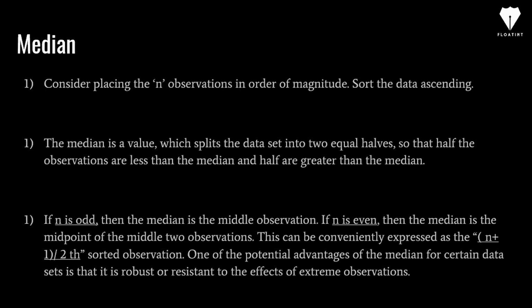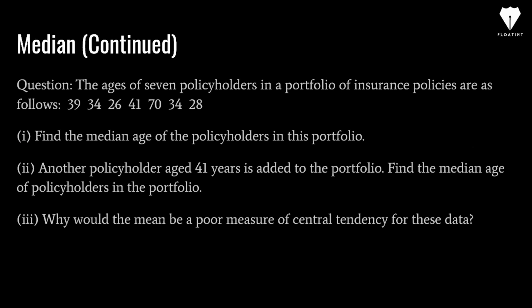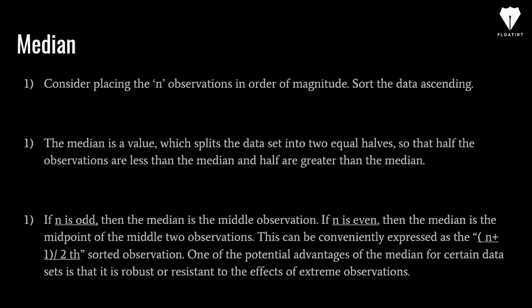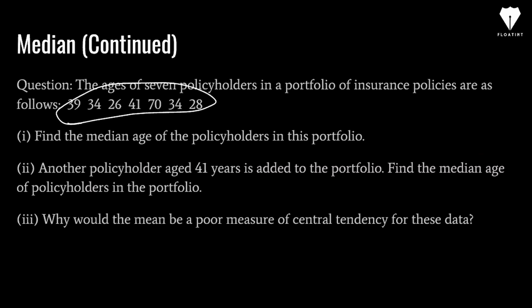The next metric of central tendency is the median. I will quickly show you how to calculate the median of data. So here is a question. The ages of 7 policy holders in a portfolio of insurance policies are as follows. We have 7 data points here. The first rule to calculate the median is you have to sort the data in ascending order. So let's sort this up.